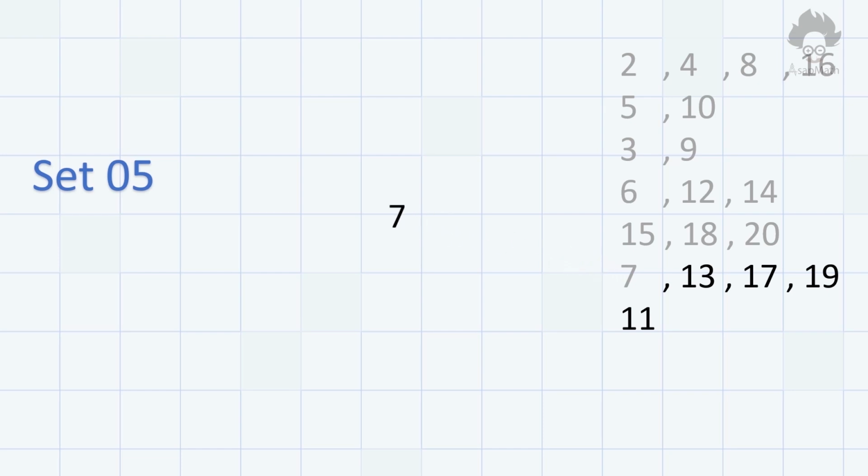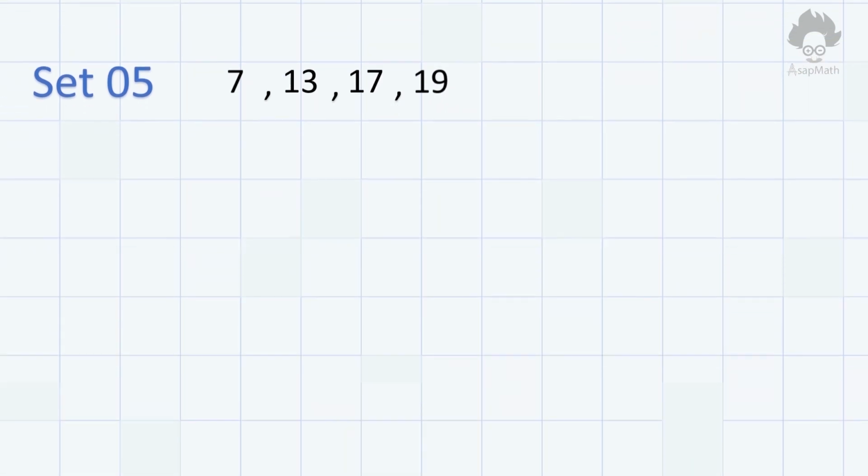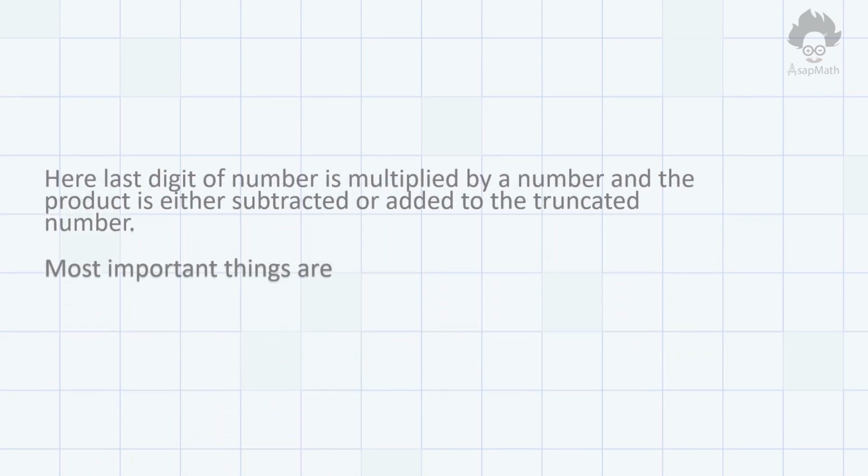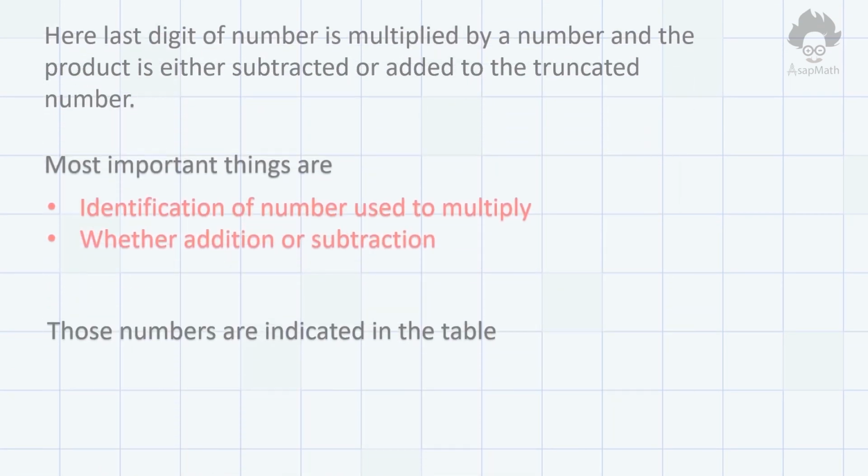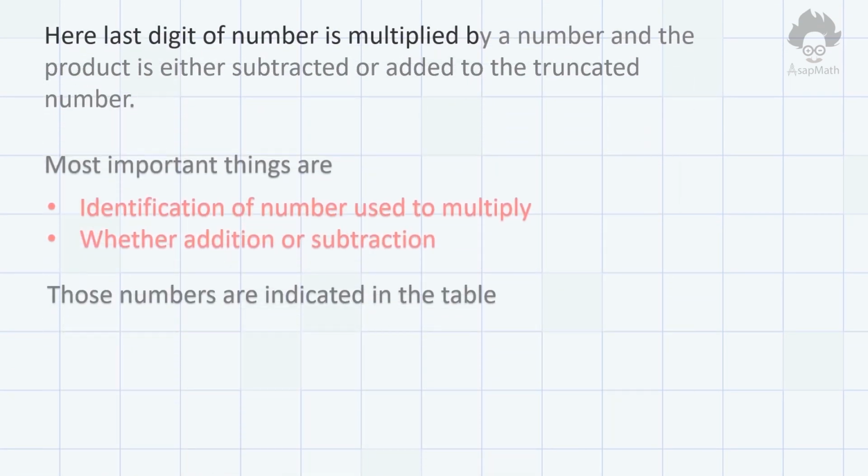Set 5 consists of 7, 13, 17 and 19. Here the last digit of the number is multiplied by a number and the product is either subtracted or added to the truncated number. So the most important things to be identified are the number used to multiply and whether it is addition or subtraction.